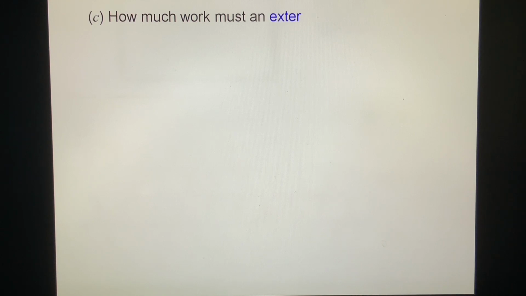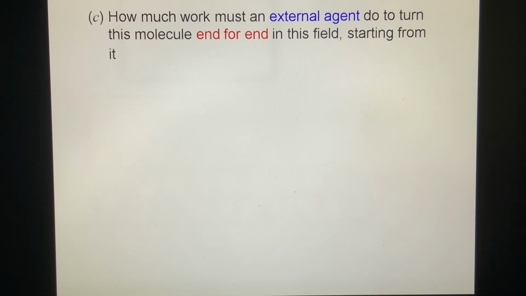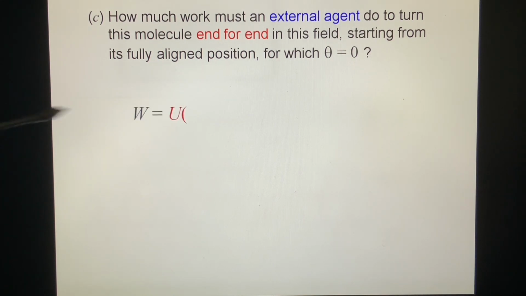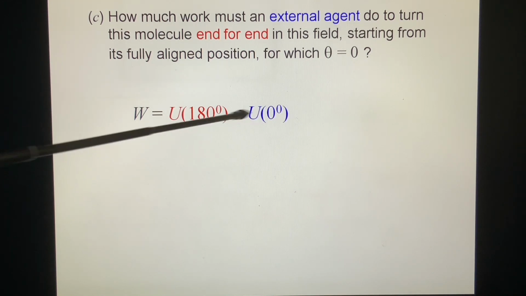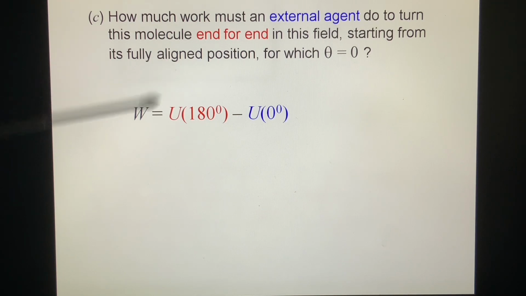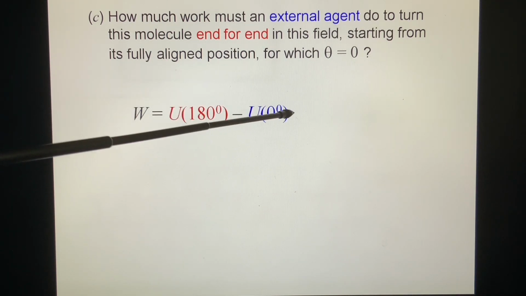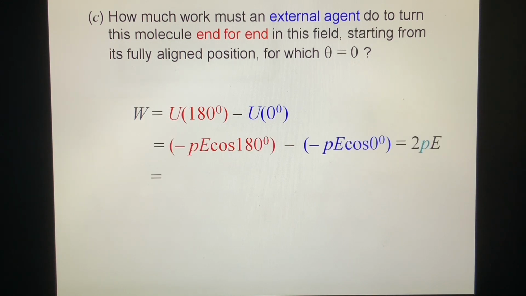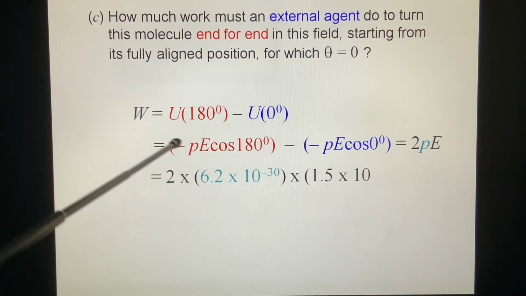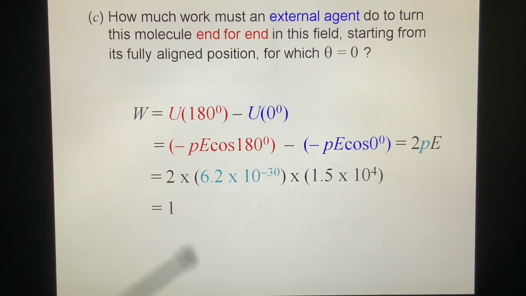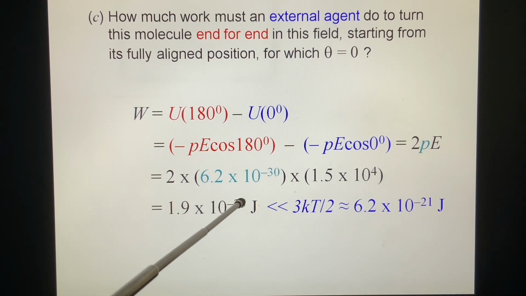How much work must an external agent do to turn the molecule end to end in its field, starting from its full alignment position, for which theta equals 0? We want to turn it, so the work done by the outside is minus the initial energy subtracted from the final. We put this in: this is close to 180 degrees, minus 1, so it is positive. We get 2PE, about 1.9 times 10 to the minus 25 joule.